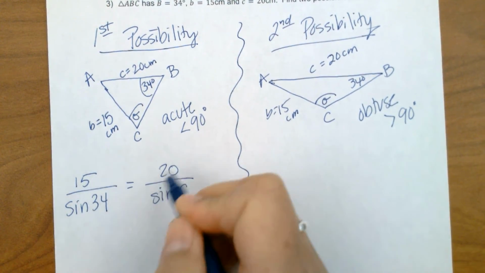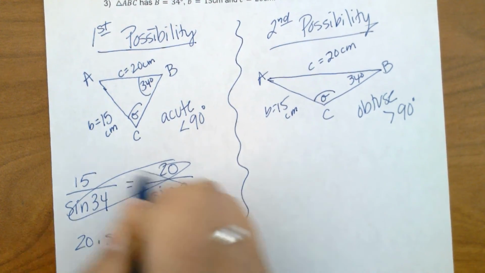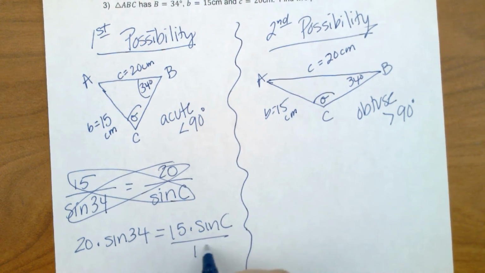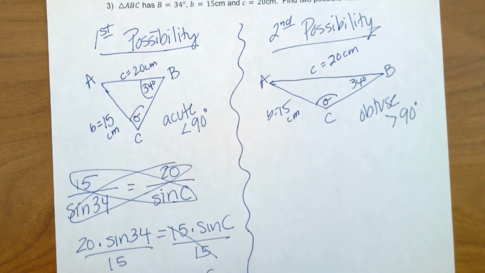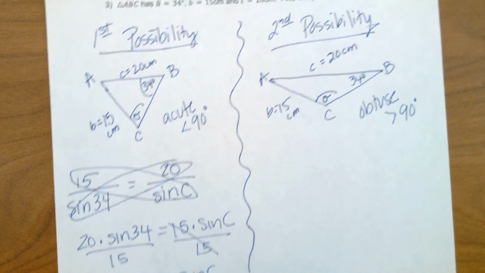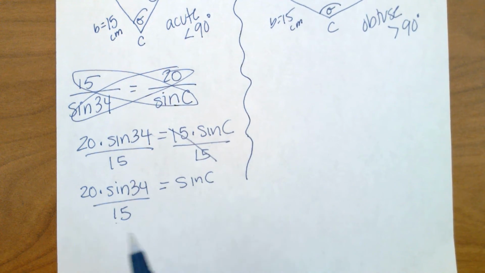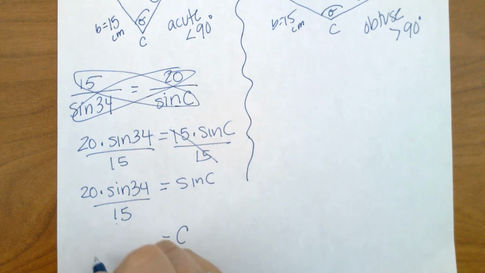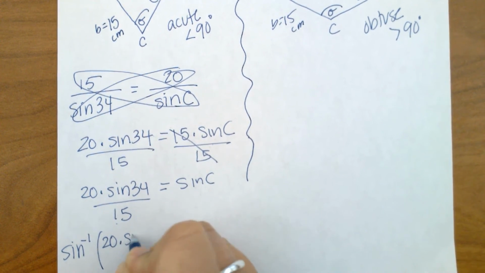Okay, I'm going to cross multiply: 20 times sine of 34 equals 15 times sine C. Divide because it's linked by multiplication. So hopefully you see the same type of steps that are happening here. We're not done yet. Oops, sorry, ran out of paper again. I have to divide, so I'm dividing. I'm not doing any work yet. Why? Because I have to find the angle measurement. Angle means I need to do the inverse to get inside the triangle.